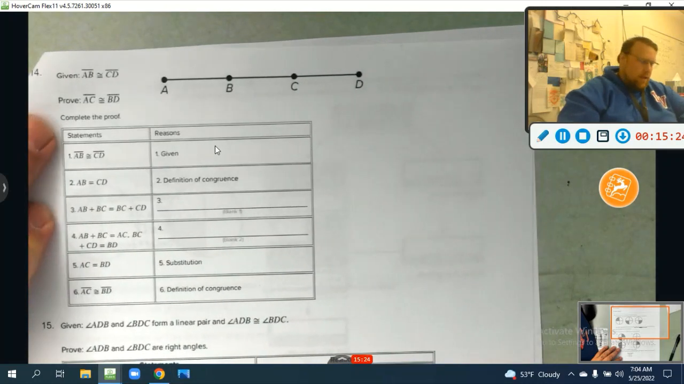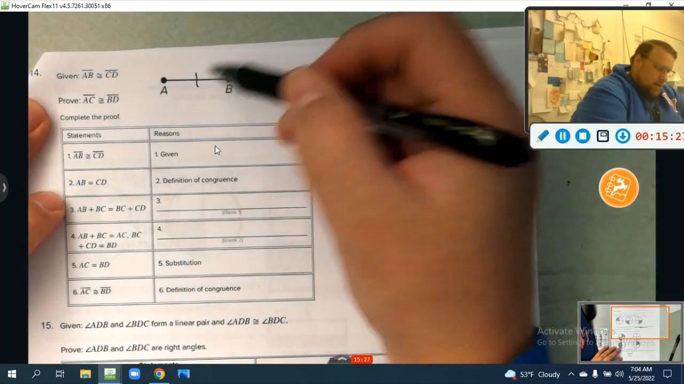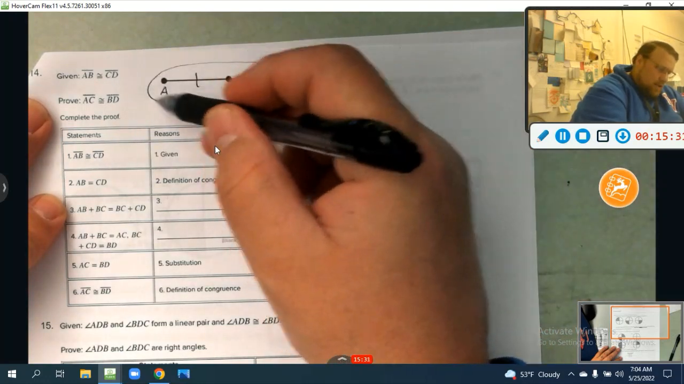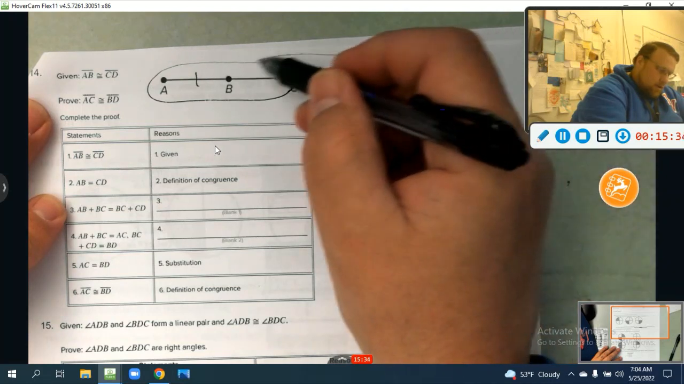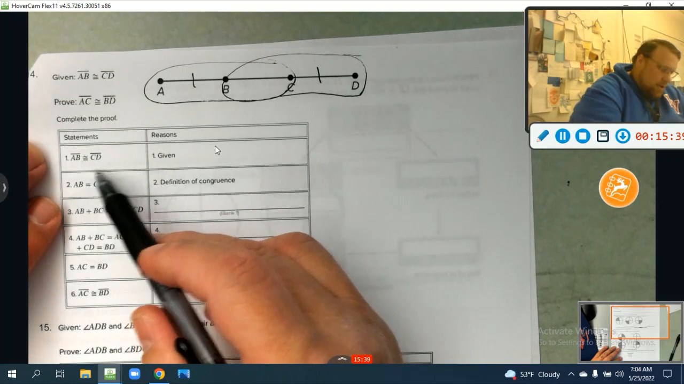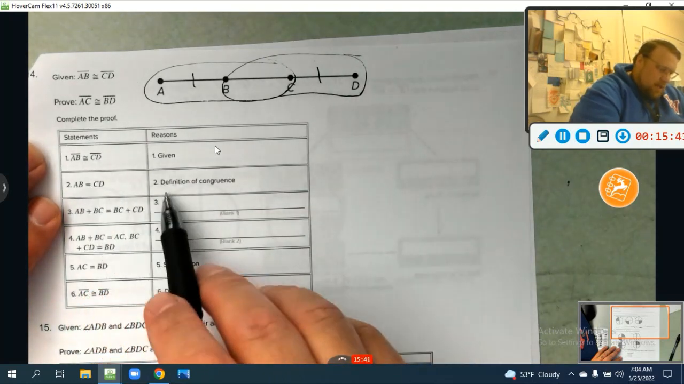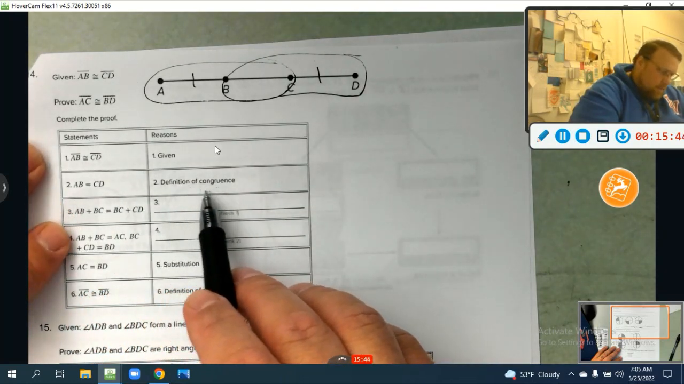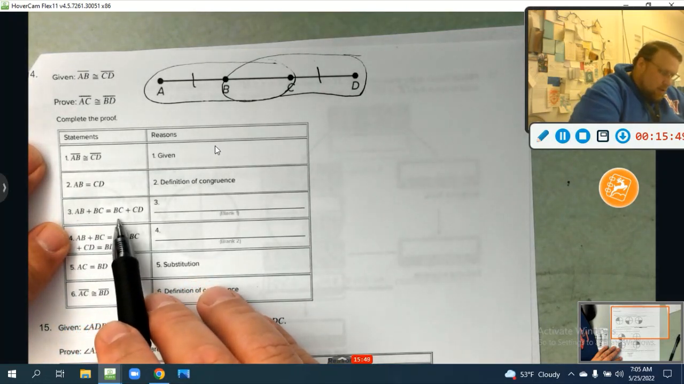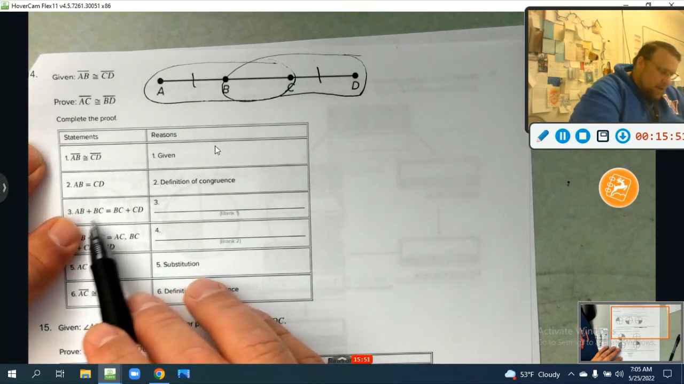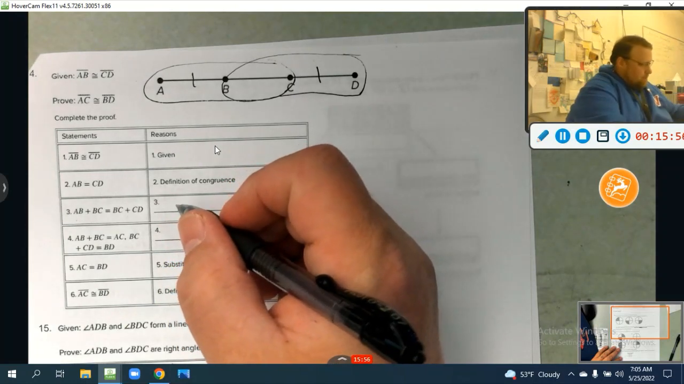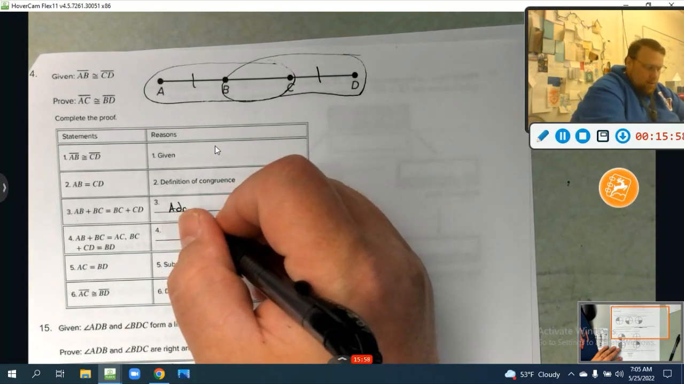Given AB is congruent to CD, we want to prove that AC is congruent to BD. Okay. So AB is congruent to CD, that's given. AB equals CD, that's the definition of congruence. Okay. So then we're going to say AB plus BC equals BC plus CD. We're just adding BC to both sides, right? So that is what? That's our addition property.